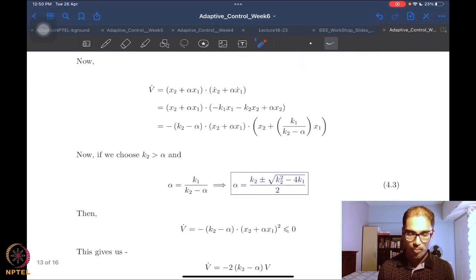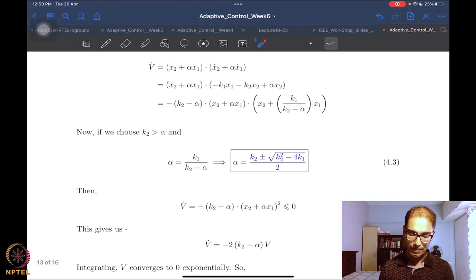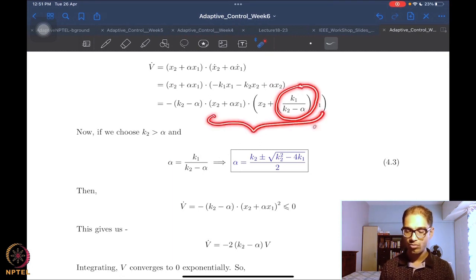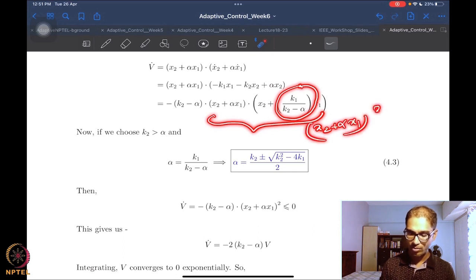Now, if we make a choice of k2 such that it is greater than alpha, I'm allowed to, because it's a spring mass damper and if I'm trying to stabilize, I can choose k2 to be anything I want. Alpha is also something that I choose, so I have a lot of things that I can tweak. I choose alpha exactly equal to this quantity here. Because this becomes a quadratic equation in alpha, I get a viable solution. So if this quantity becomes alpha, you see that this whole quantity becomes x2 plus alpha x1 whole square.